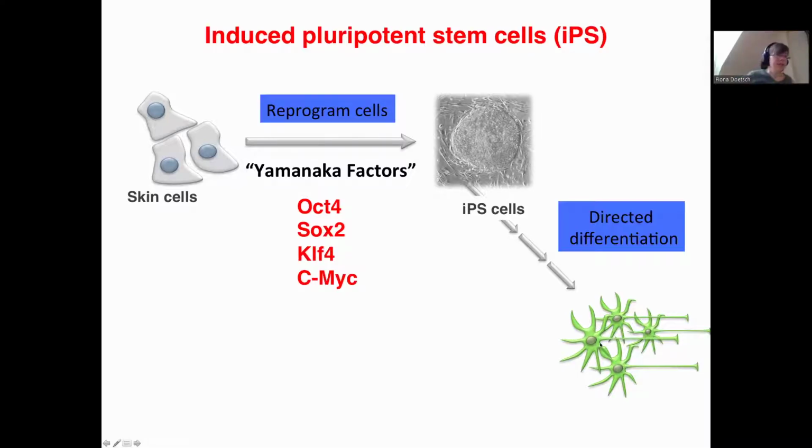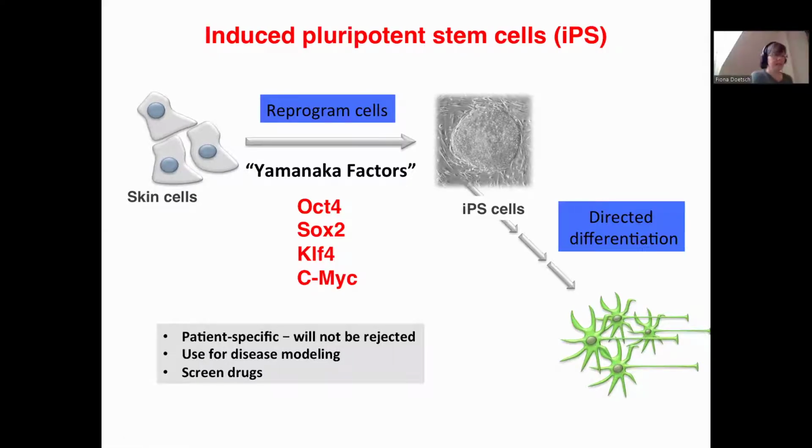And the advantage of these is that these cells are patient specific, so they won't be rejected if they're going to be used for transplantation. They can be used for disease modeling and for screening drugs directly on human cells.